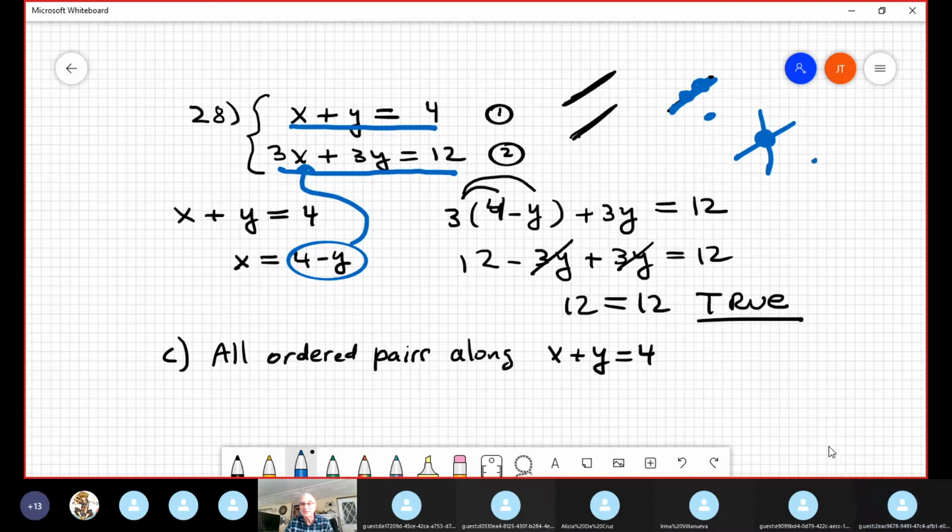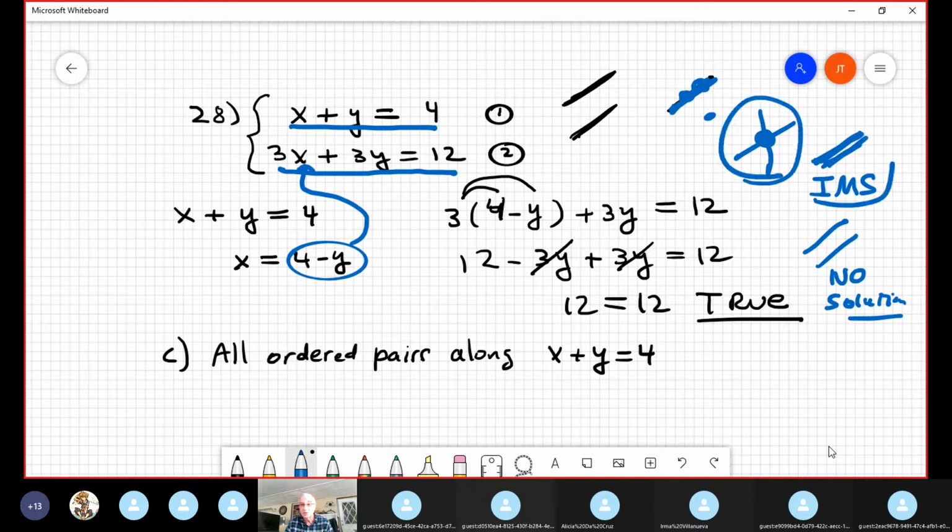Another possibility is that it's the same line. So, if it's the same line, infinitely many solutions. And another possibility is that the lines are parallel, they can never touch, never meet. So, we have no solution. No solution. So you need to be aware of that situation. One solution, infinitely many solutions, and no solution.